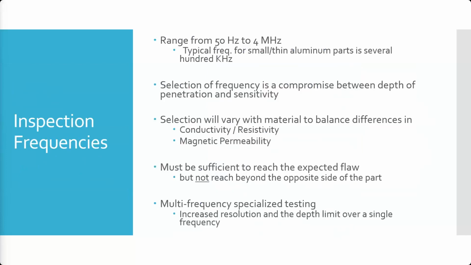So here are some of those inspection frequencies I was talking about. You can see that range is fairly large, right? 50 hertz at the low end to 4 megahertz at the high end. So frequency for thin aluminum parts, usually several hundred kilohertz, again, for finding those surface cracks. 400 kilohertz, 300 kilohertz, something like that, 250 kilohertz. Trying to find corrosion on the backside, 60 hertz, 100 hertz, 80 hertz. And we can use that range. And then in some cases, you go 4 megahertz, depending on the part, 4,000 kilohertz.